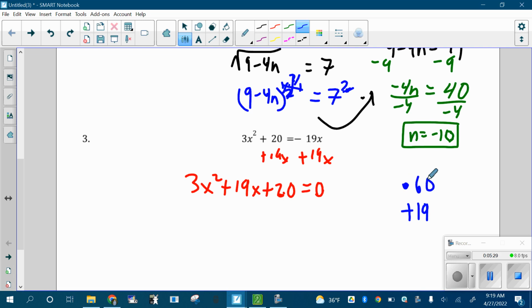Why multiply to 60? Because remember, you got to do this times this to figure out what they multiply to. So I'm looking for two numbers that multiply to 60 and add to 19. You can use your calculator to help you. So you get 15 and 4. It's your two numbers.